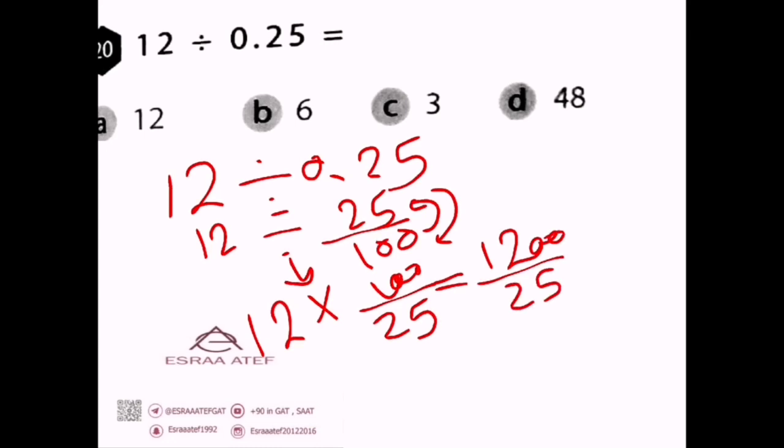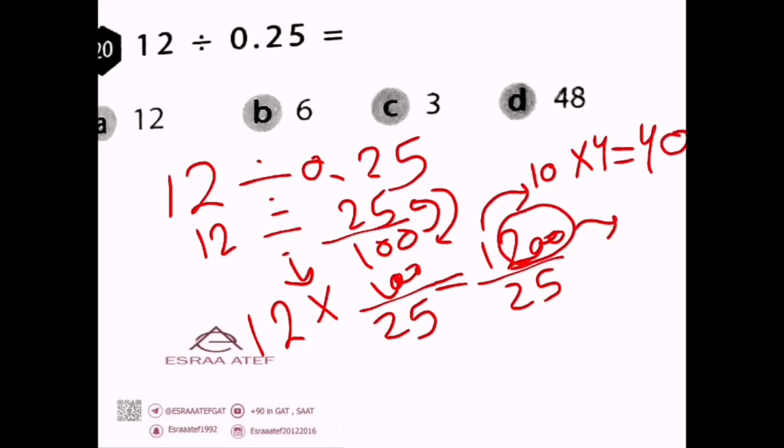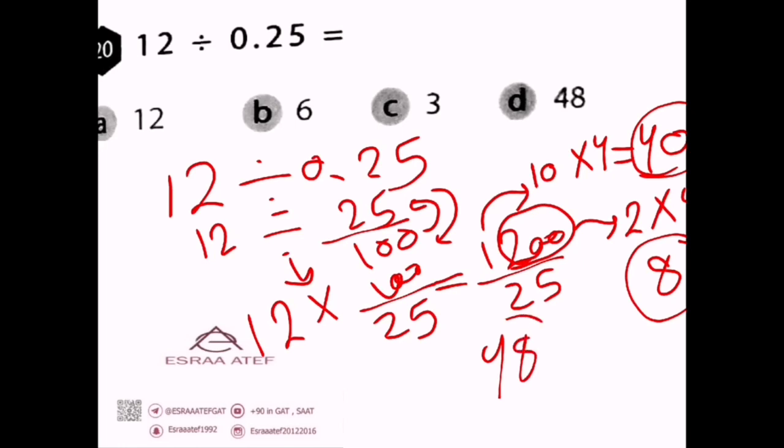We have an easy method, okay? 1000, which is meaning 10 of 100, right? And each 100 has 4 twenty-fives. So 10 times 4 will be 40. And we have 200 again, which is meaning 2 of 100. And each 100 has 4 twenty-fives. So here it will be 8. So we have 8 and 40, which is meaning 48, the answer.